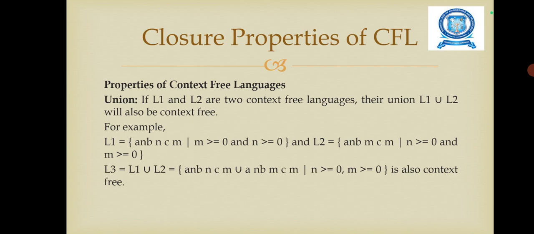Properties of context-free languages. First one, union. If L1 and L2 are two context-free languages, their union L1 ∪ L2 will also be context-free. For example, consider one set of grammar for L1 and another for L2. Here L1 says the number of A's should be equal to the number of B's, and L2 says the number of B's should be equal to the number of C's. Therefore, the union says either of the two conditions is to be true, which means it is also a context-free language.